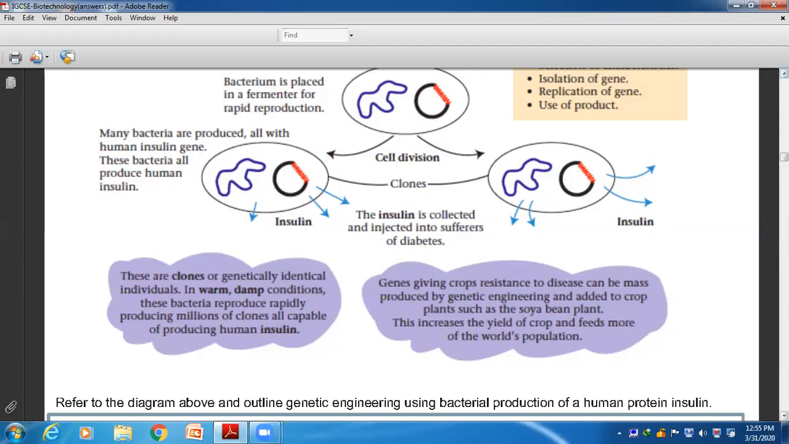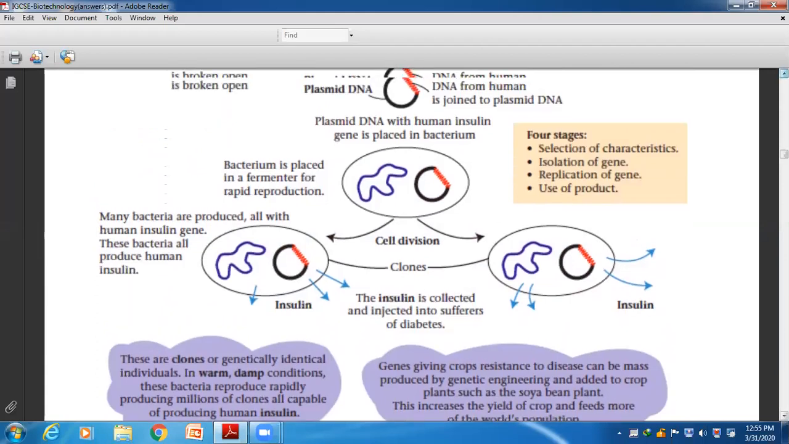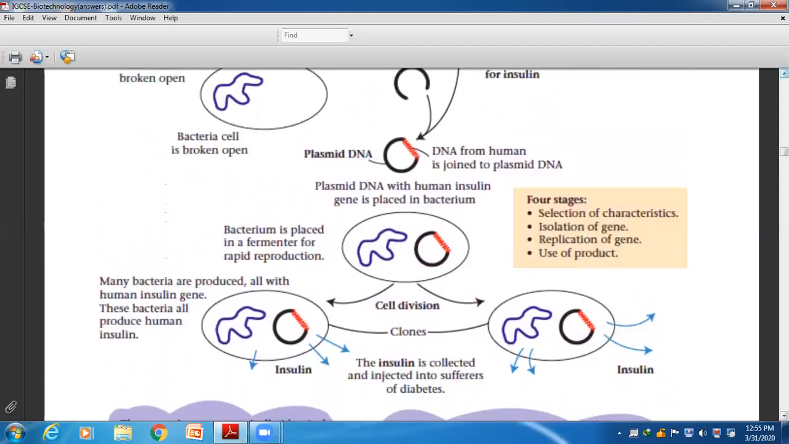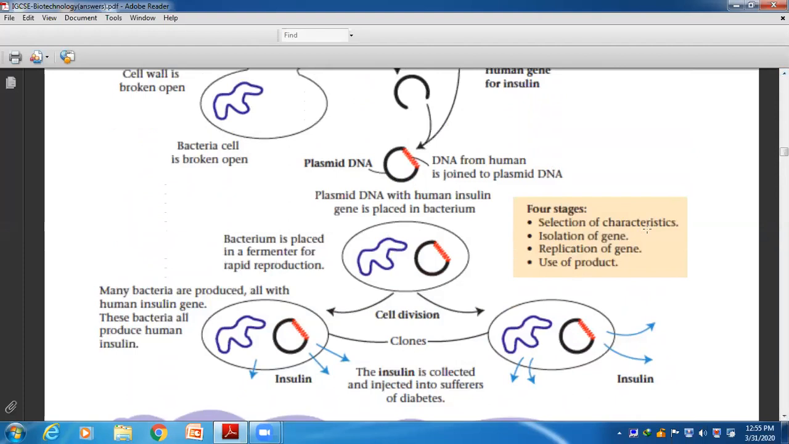So the first thing I told you, these are the four important stages, like selection of character. Selection of characteristic means in which character you are interested. Here I am interested in the insulin gene. So I will isolate the insulin gene by treating it with restriction enzyme, and then the bacteria will start replicating.